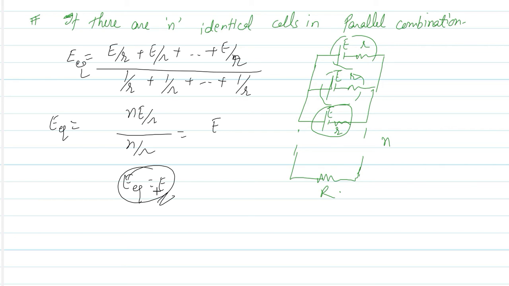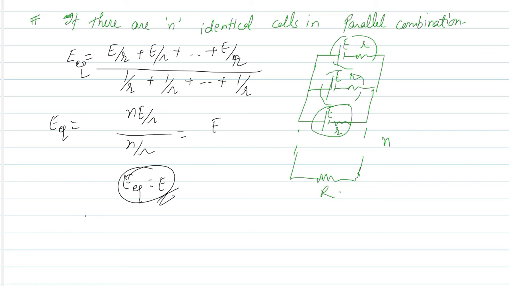This point is to be noted, students: in the case of identical cells, if you make such a parallel combination, then the EMF will not be different. The resultant equivalent EMF you will find is the same, E.